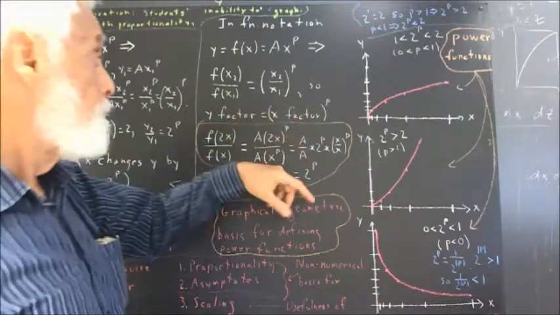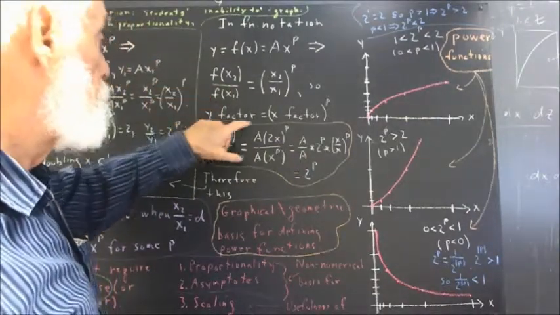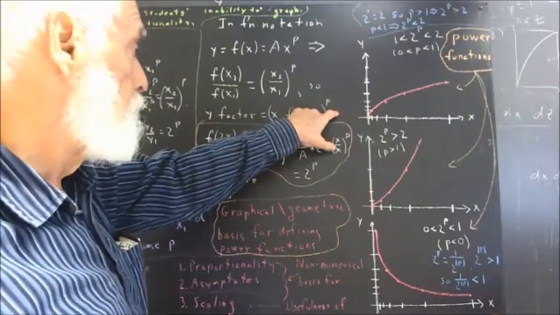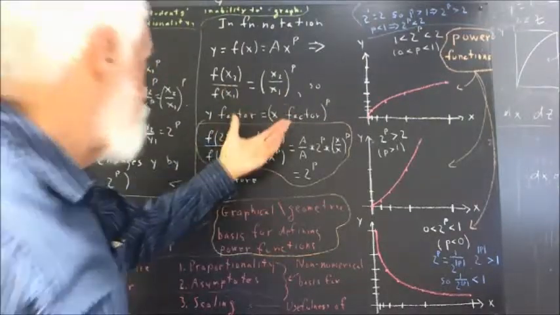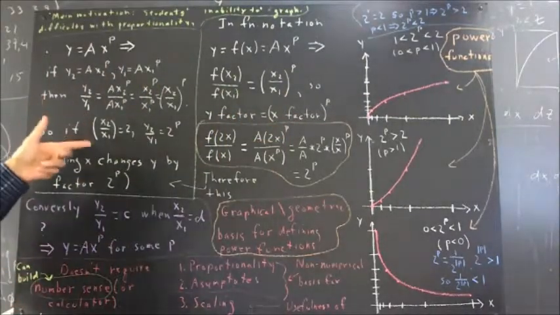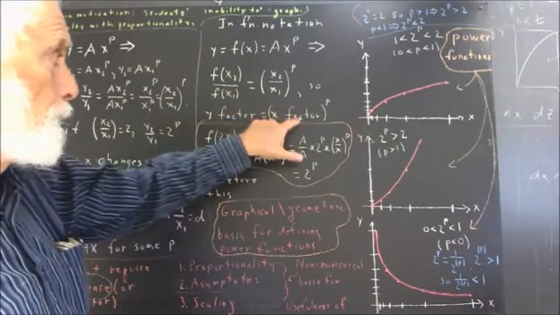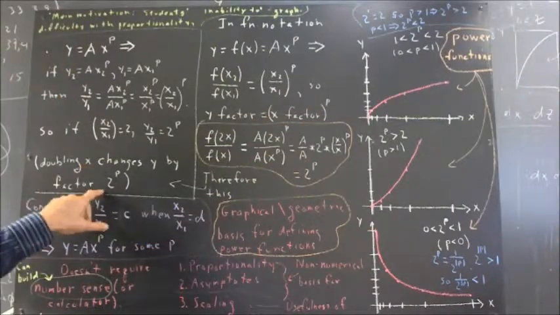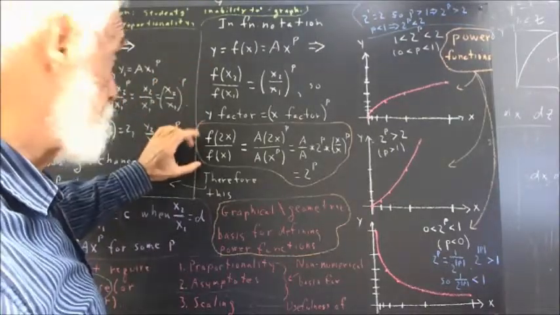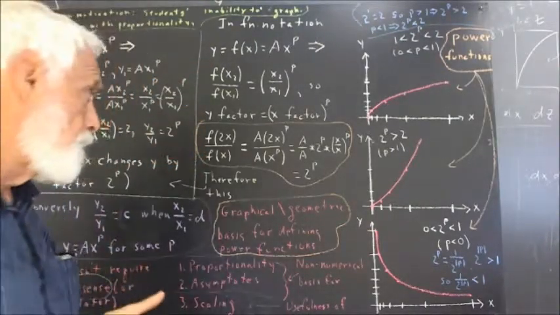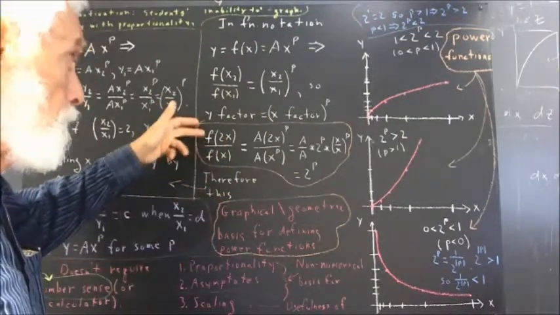And then it follows that the y factor, which is f of x2 over f of x1, is equal to the x factor raised to the p power, because x2 over x1 is the x factor. Now we could then say, okay, if x2 over x1 equals 2, then the x factor would be 2 and the y factor would be 2 to the p, and we would conclude the same thing we have here. Now, we didn't need to do this. This is more general than this. Here we're just going to assume that we have a value of x, and we double it, and we look at what the y factor is.